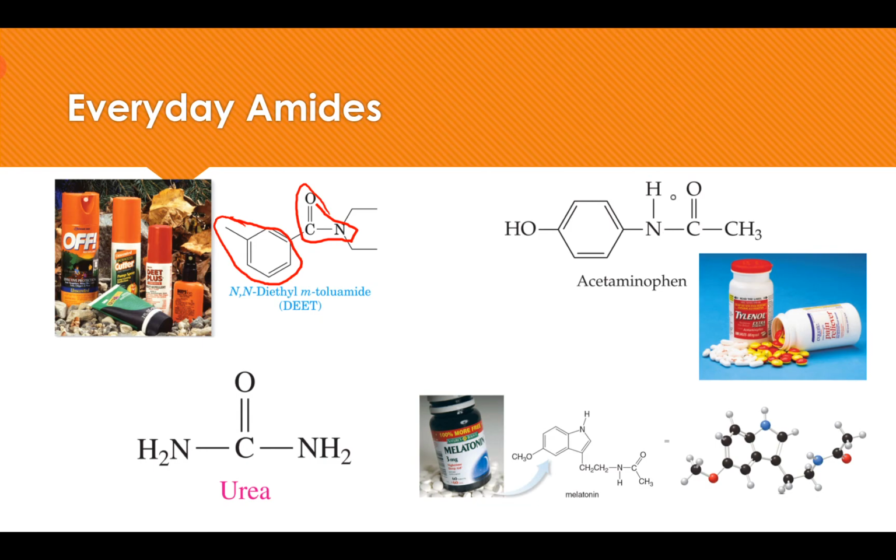Acetaminophen, which is the drug that's in Tylenol, also contains an amide functional group. So our amide functional group is here. That's a secondary amide because it also has the phenol hanging off of the nitrogen. Here we have urea, which is in urine. No picture needed for that one. And then we have melatonin. Melatonin also has an amide functional group here, and it does also have our amine functional group. So melatonin has an ester, amine, and amide functional groups.